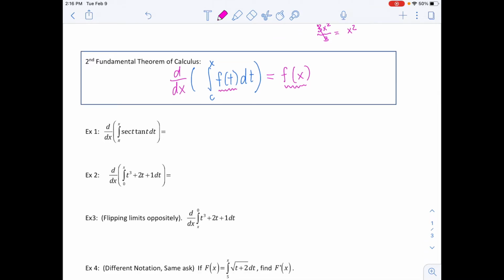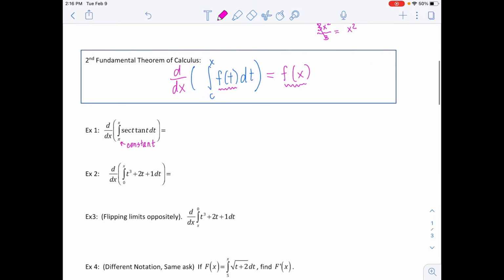So example 1, same format. We've got the derivative of this integral. Good news here is that the lower limit is a constant, such as pi, so that counts as a C value. The upper limit is a variable. That's cool. So since I'm being asked to differentiate this integral, I can just change the variable of the integrand over to x instead of t, and I'm done, right?